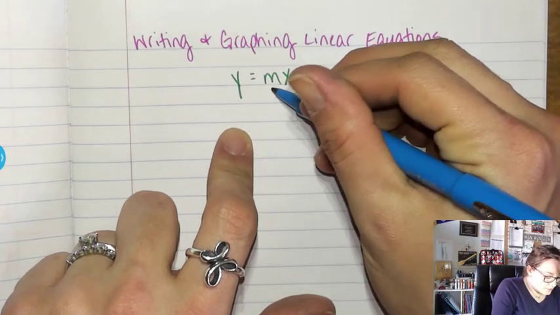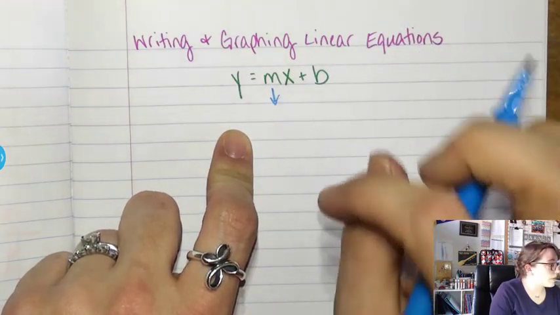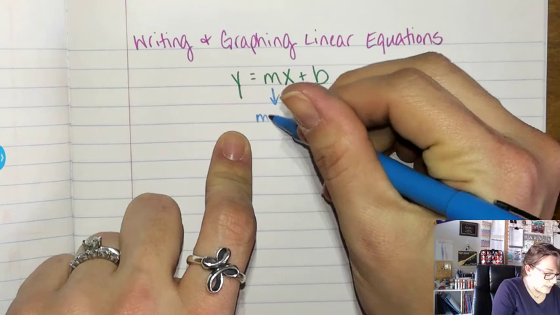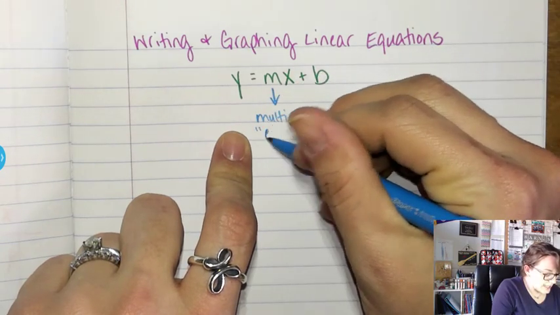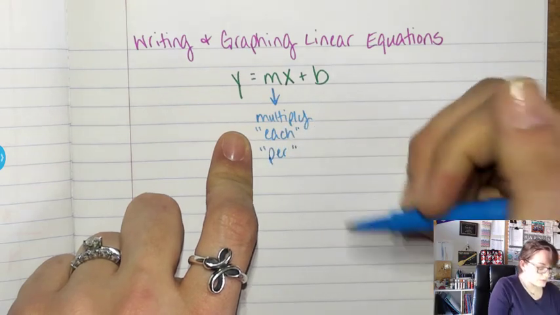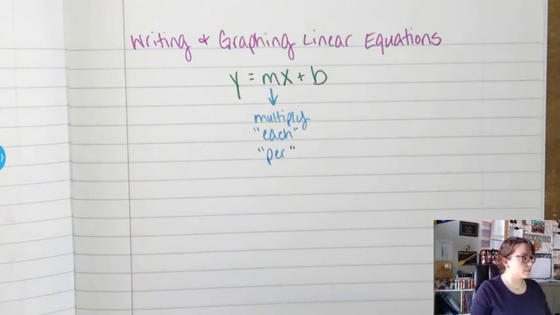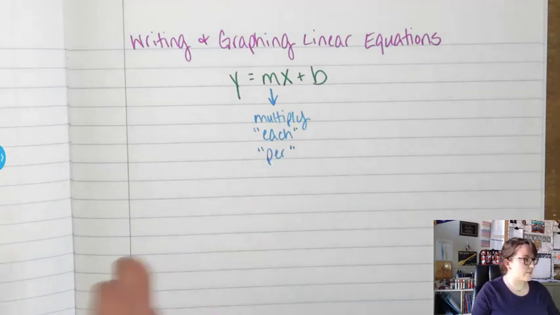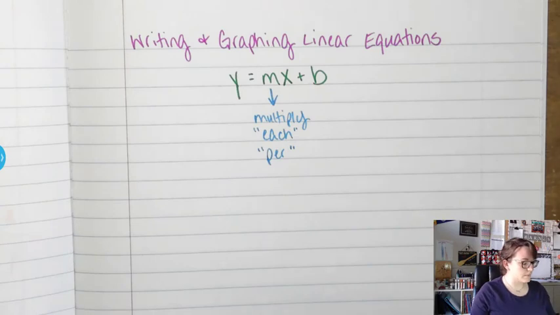M is the number that's happening more than once. It's what we multiply by. You're going to see words like each and per. This is what's happening over and over and over. So like on our laundry detergent, it was 0.75 per load. So it keeps going up. That was the m.